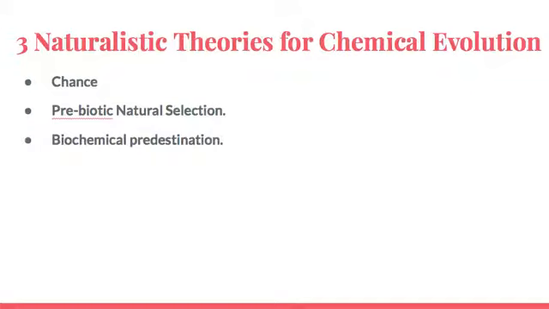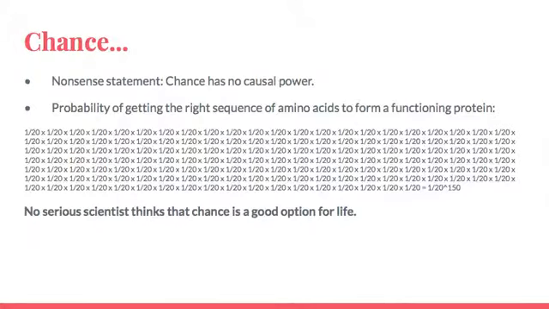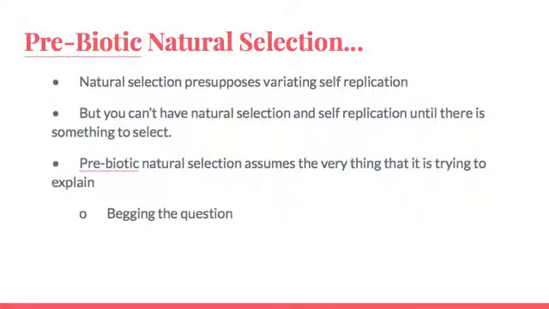The naturalistic theories for chemical evolution. There are 3. It's either chance, prebiotic natural selection, or biochemical predestination. Chance. Nonsense statement. Chance has no causal power. The probability of getting the right sequence of amino acids to form the functioning protein is as follows. It would come out to be 1/20 to the power of 150. No serious scientists actually think that there's a chance in good life option.